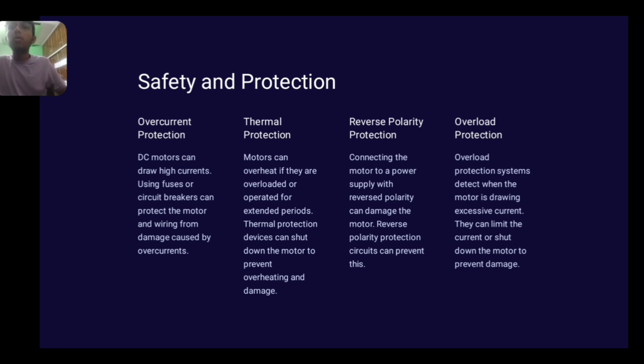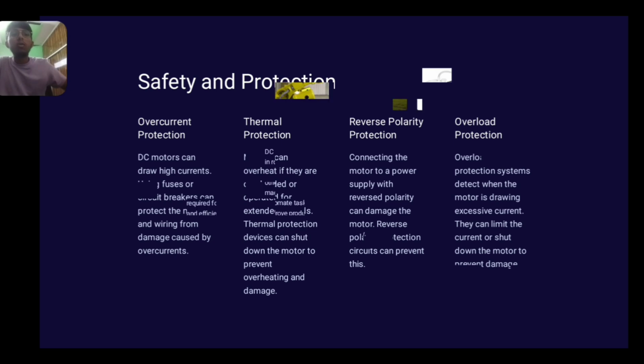Thermal protection. Motors can overheat if they are overloaded or operated for extended periods. Thermal protection devices can shut down the motors to prevent overheating and damage. Reverse polarity protection. Connecting the motor to a power supply with reversed polarity can damage the motor. Reverse polarity protection circuits can prevent this. Overload protection systems detect when the motor is drawing excess current. They can limit the current or shut down the motors to prevent damage.